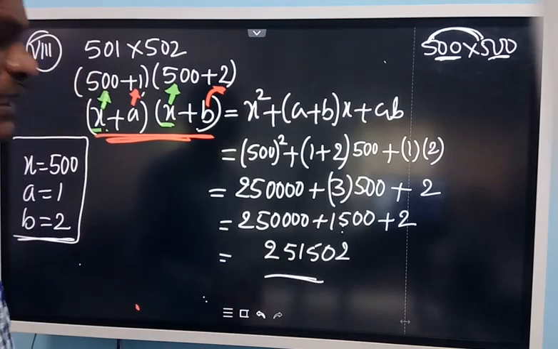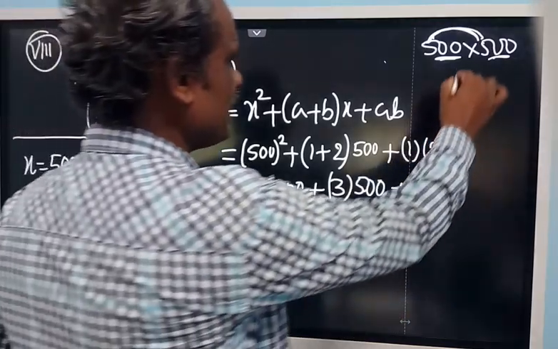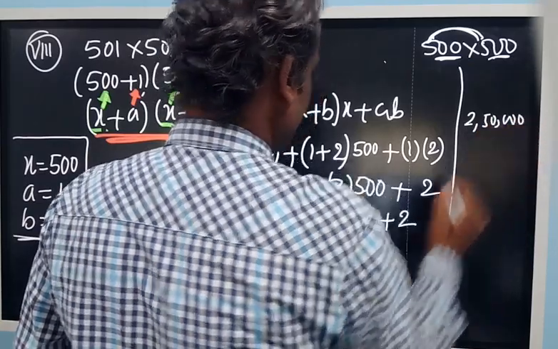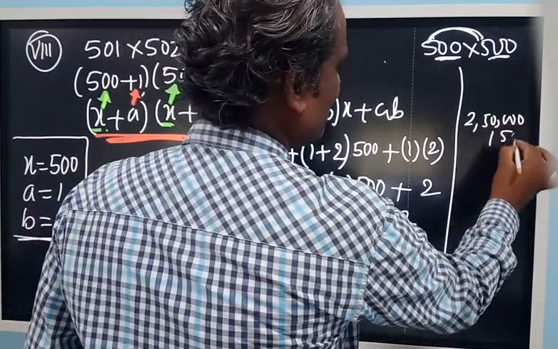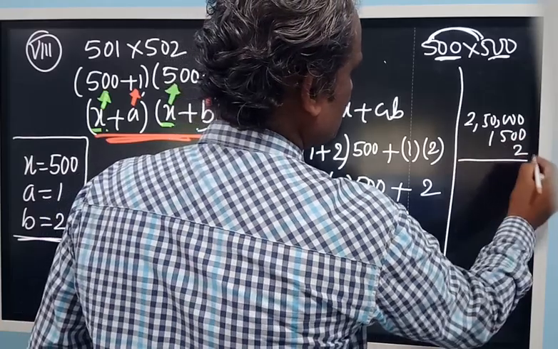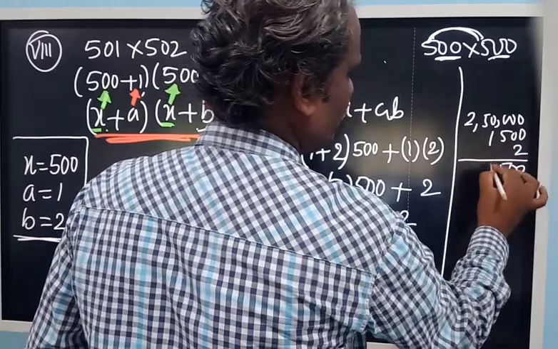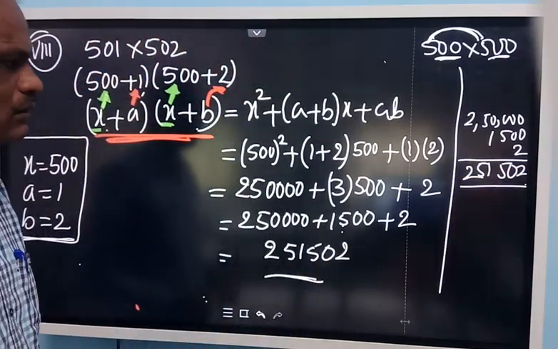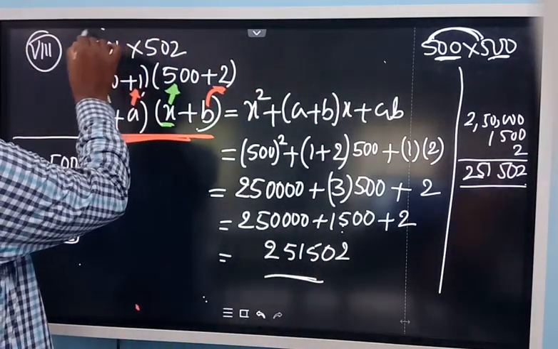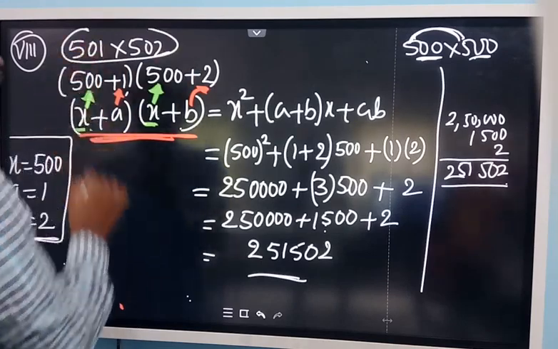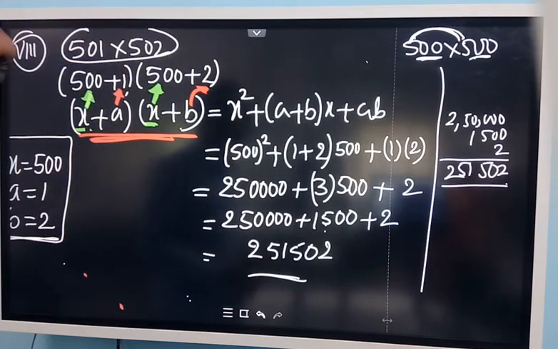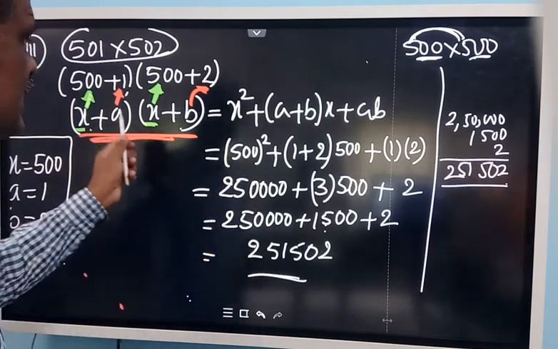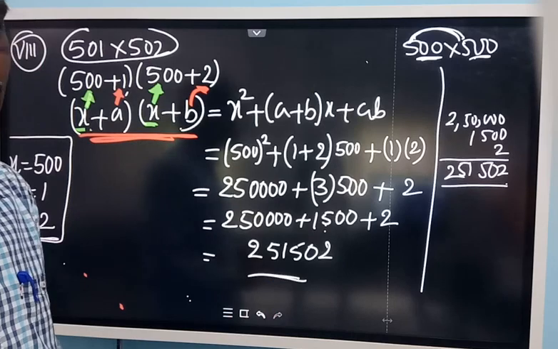If you are finding it difficult, you can write one below the other. 2,50,000 like this, then 1,500, then 2. Add this and you get 2,51,502. So the same answer you will get. When you multiply 501 and 502, it is easy to multiply directly. But the question says use the identity and multiply. Using identity only you have to multiply, so this is the method you have to do.